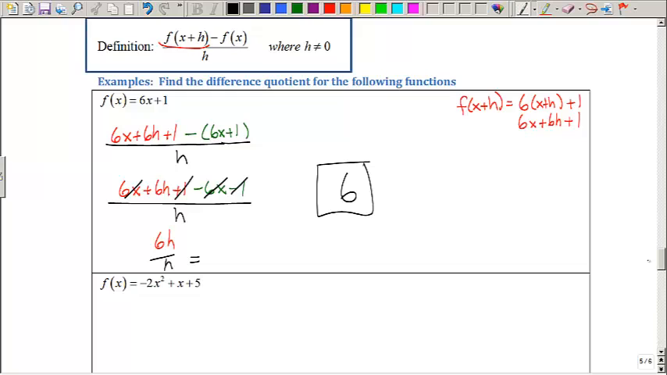My next function, f of x equals negative 2x squared plus x plus 5, I'm still trying to find the difference quotient. I'm still using the same definition given above. First, I'd like to come off to the side and make sure that I understand f of x plus h for my new function. For my new function, I'm having negative 2 times x plus h squared in place of x squared, plus x plus h, which is in place of x, plus 5. This one's going to take me just a little bit of time to distribute before I actually go back and put it into my function.